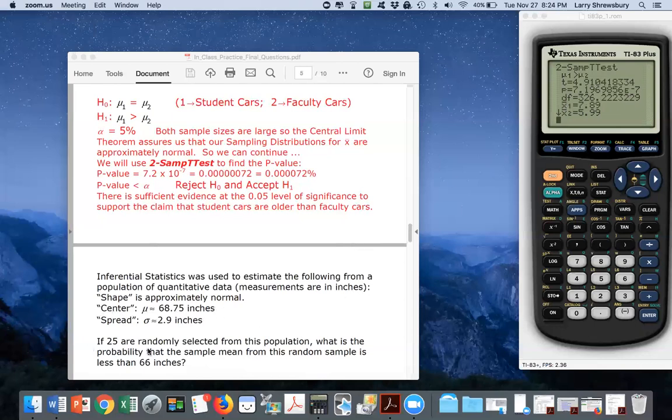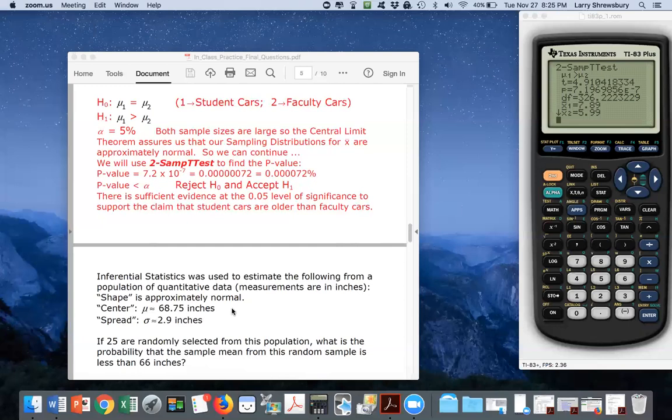All right, so now if 25 are randomly selected from this population that we know the shape, center, and spread, what's the probability that the sample mean from this random sample is less than 66 inches? Now think back. Remember that little template for distributions I showed you some weeks ago in a live lecture? They're asking you to find a probability. Your next question is, well, what type of data is it? Well, these are measurements, so it's quantitative. All right, it's a probability for quantitative data.